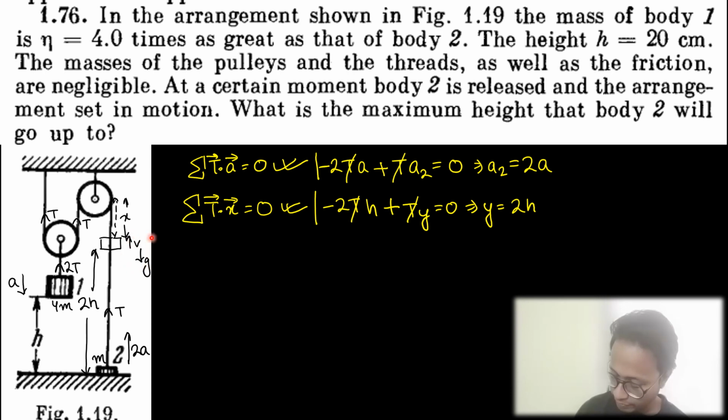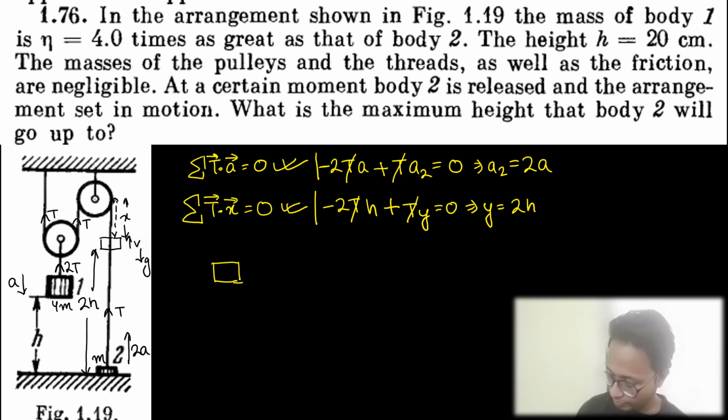Now to find out the velocity of this block after reaching 2h. Suppose the acceleration out here was 2a. The net acceleration out here was 2a. The initial velocity out here was 0. We have to find out the final velocity out here.